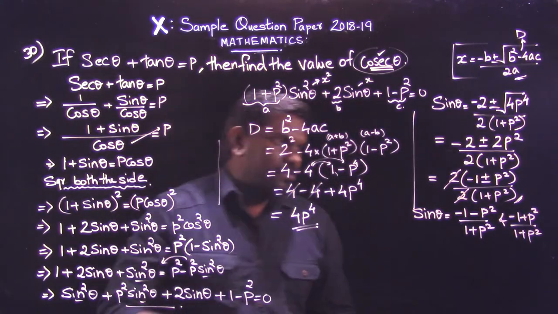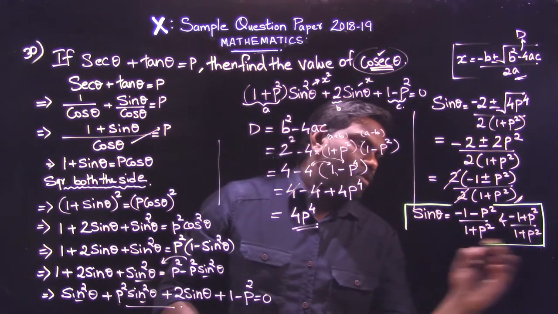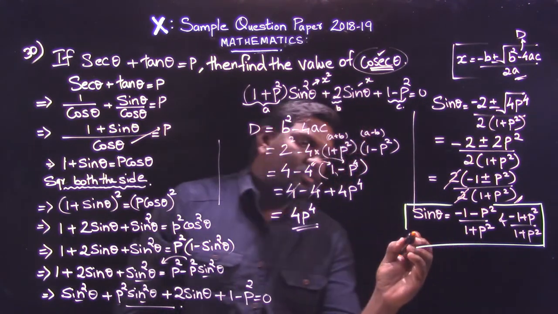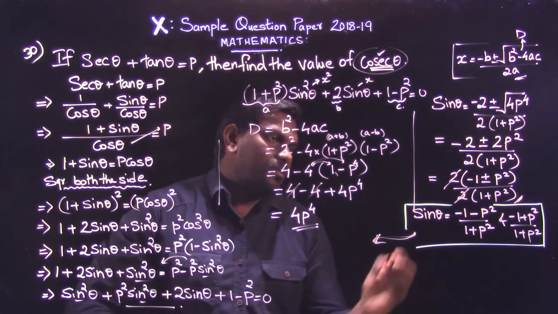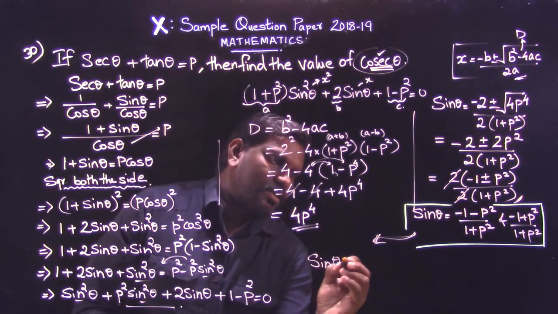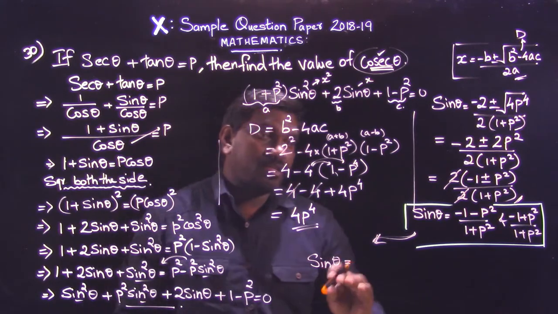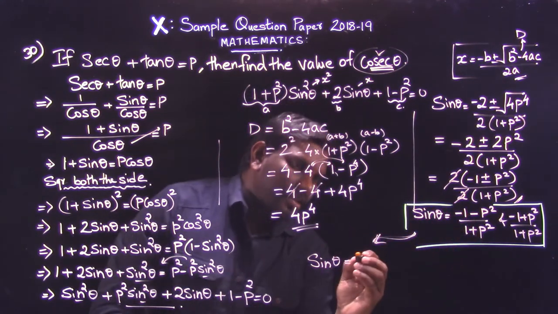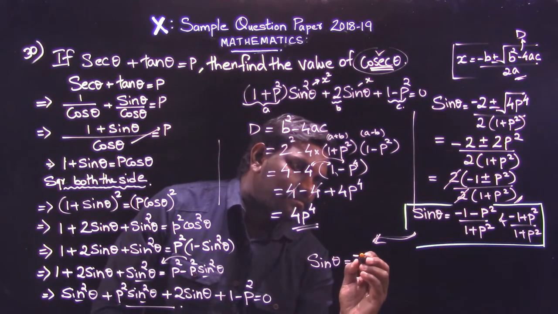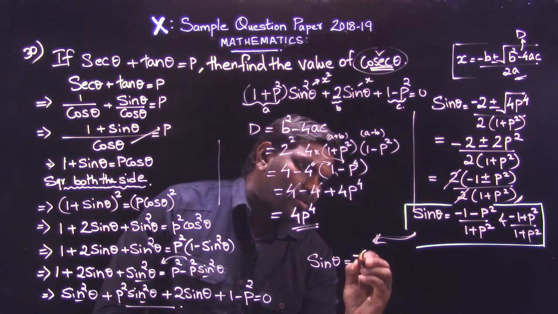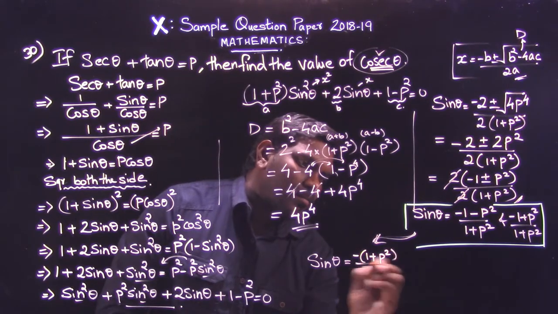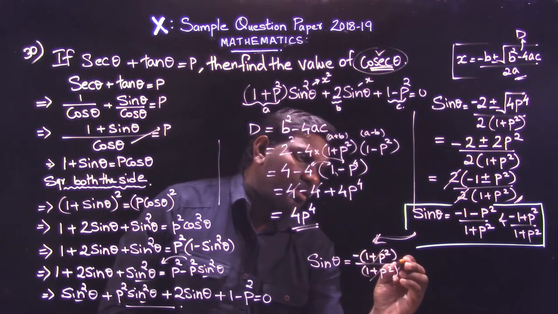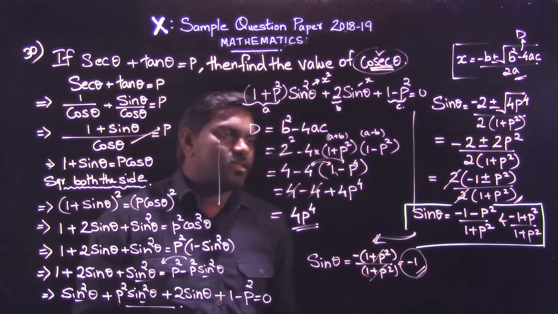Cool. So this is where we want to reach, but I will adjust it a bit. So sine theta is equal to, but this is not the answer here, because I want to find cosecant theta. For the first one, I can take the minus outside. That gives me 1 plus p square by 1 plus p square. We can cancel these two and I will get minus 1. So one answer is minus 1.